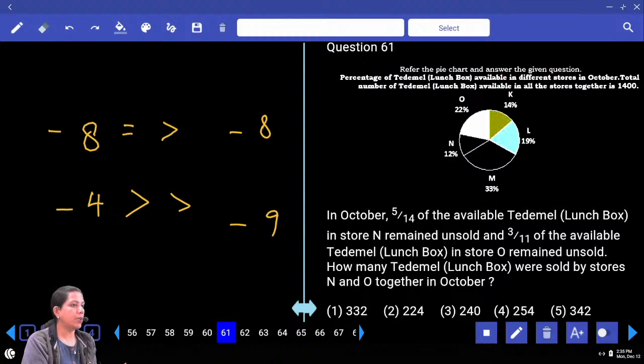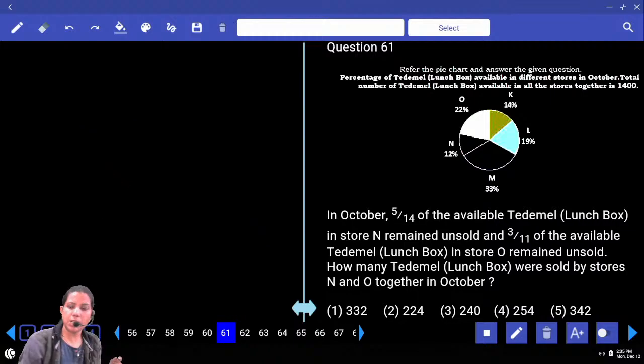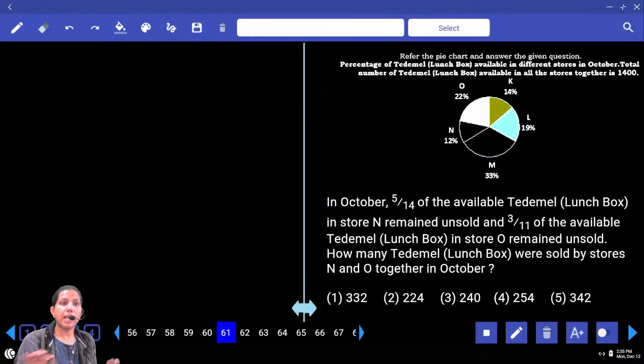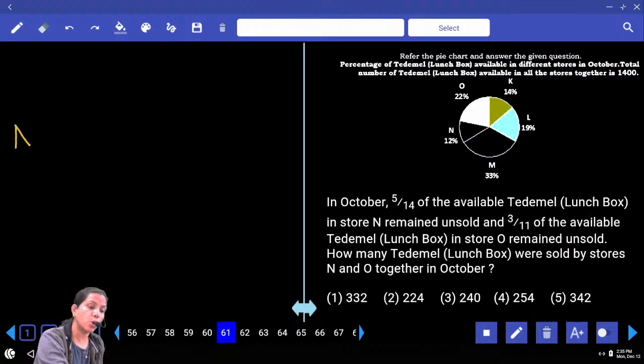100% value is equal to 1400, so 1% value is equal to 14... Question lo avasaramaithe use cheddam. Next, question number 61. In October, 5 by 14 of the available Tedmill of store N. Store N is how much percentage? 12%. What is 1% value?